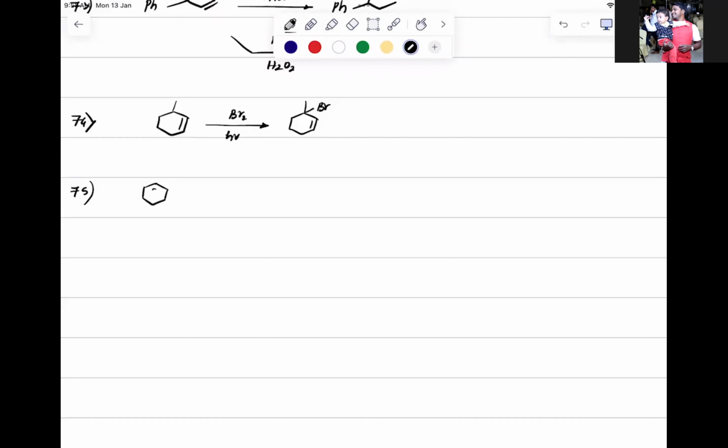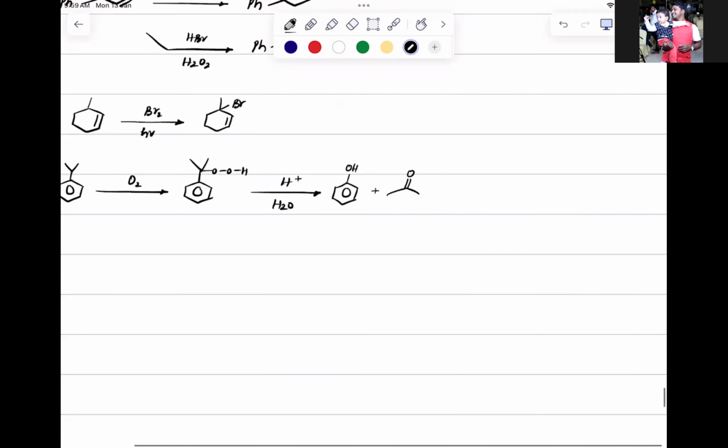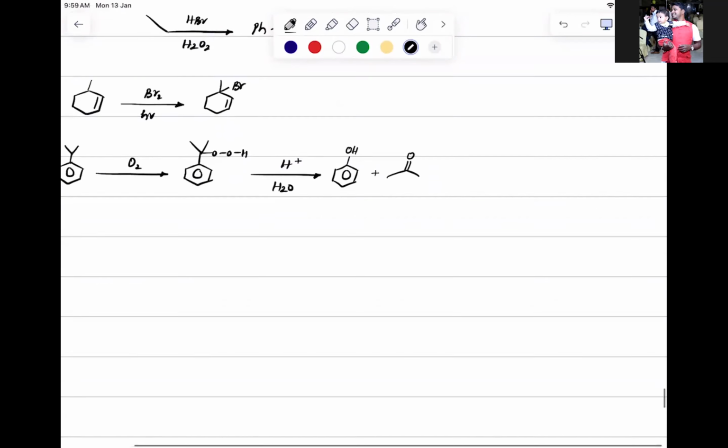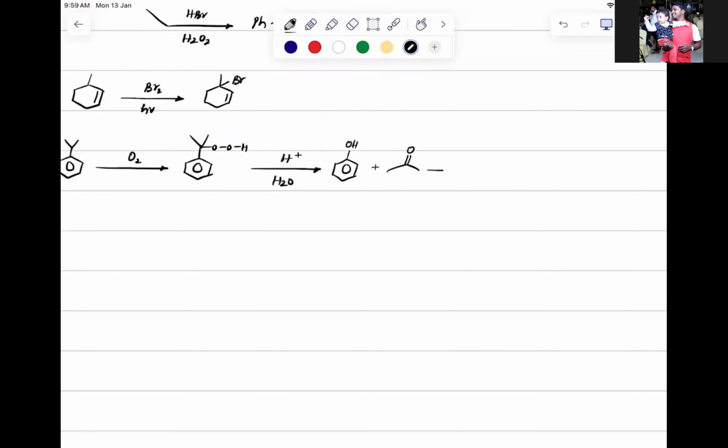Next, if you have been given cumene, this is cumene. Cumene in the presence of oxygen will convert into cumene hydroperoxide, which is OOH. And that, if you hydrolyze it, will convert into phenol and acetone, phenol and acetone. This is usually always used as a reaction here for further reactions. So this acetone, if it is reacted further with I2 and NaOH, okay.